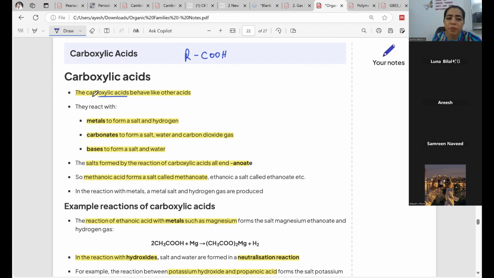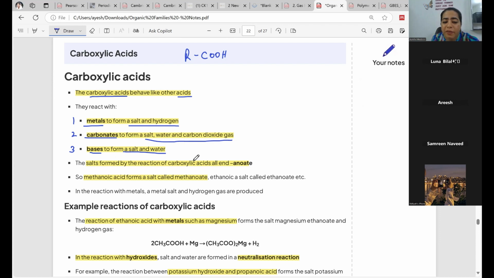Carboxylic acids are going to behave like simple acids, meaning all their reactions are the same as simple acids. Simple acid reactions we have already done, 3 types. Simple acids can react with metals. They can produce salt and hydrogen. Acids can react with carbonates. They give us salt, water, and carbon dioxide gas. Acids can react with bases. Then they produce salt and water, which is a neutralization reaction. Acid and base giving us salt and water.